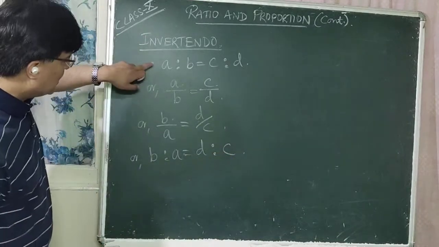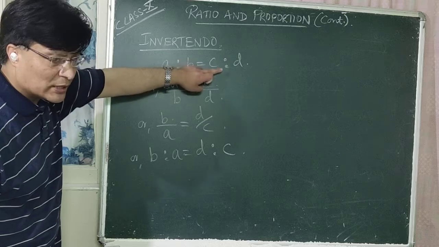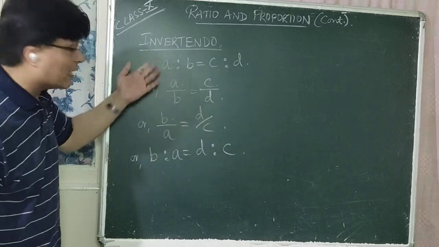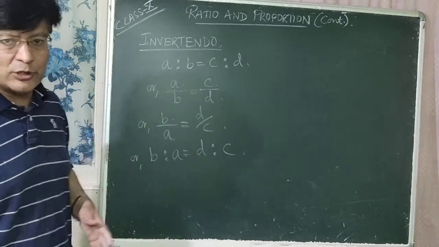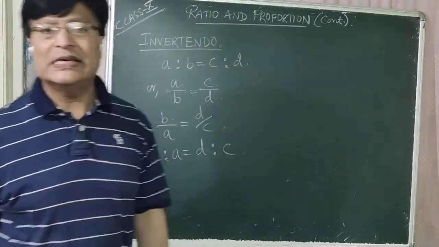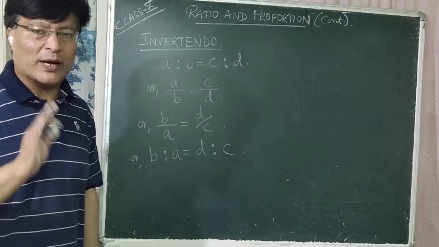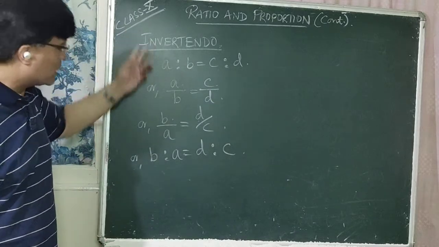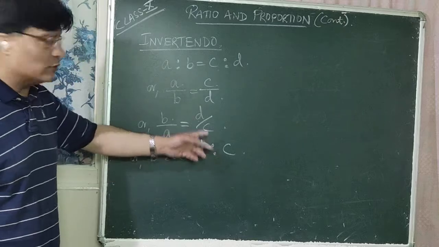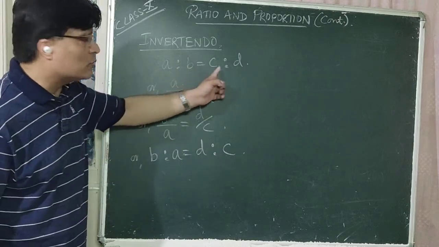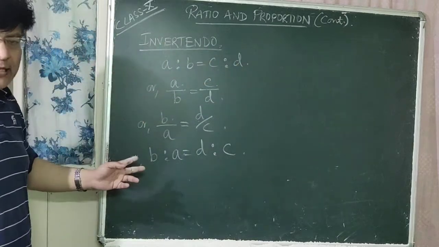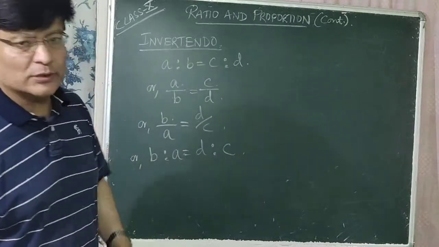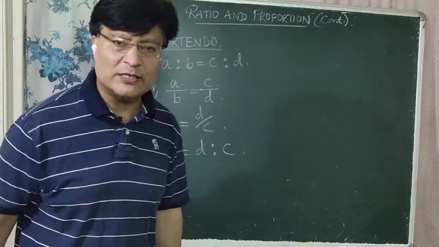That means in this case A is to B is equal to C is to D is there, but we have written here B is to A is equal to D is to C. That means you can invert them, you can invert the ratio. So this is known as invertendo. This is one of the properties of ratio and proportion. If A is to B is equal to C is to D is given, so by invertendo we can write B is to A is equal to D is to C. That means you can invert them.